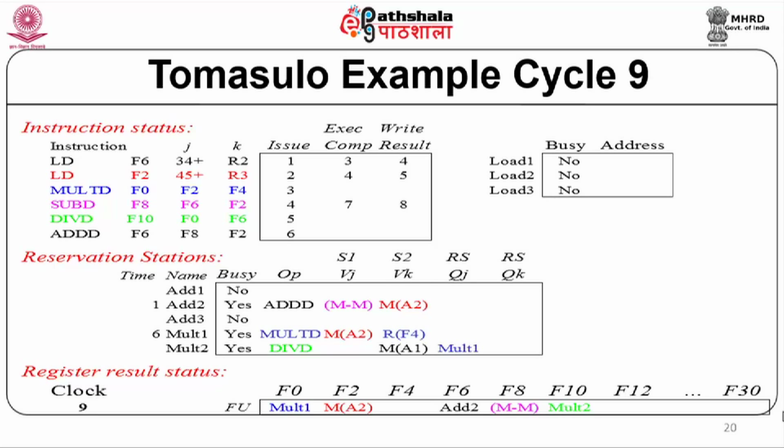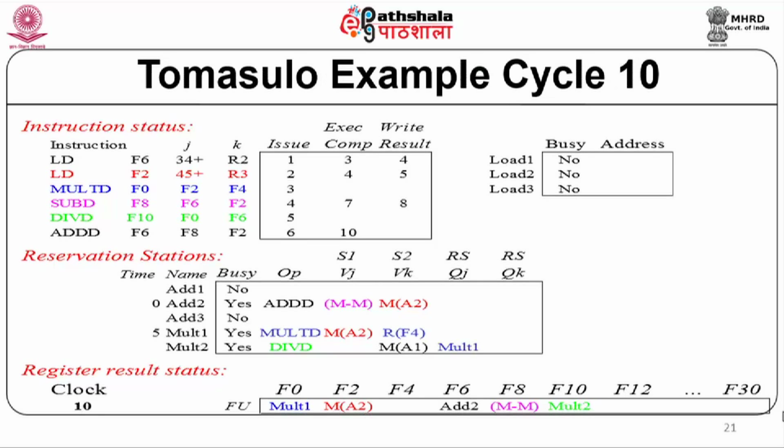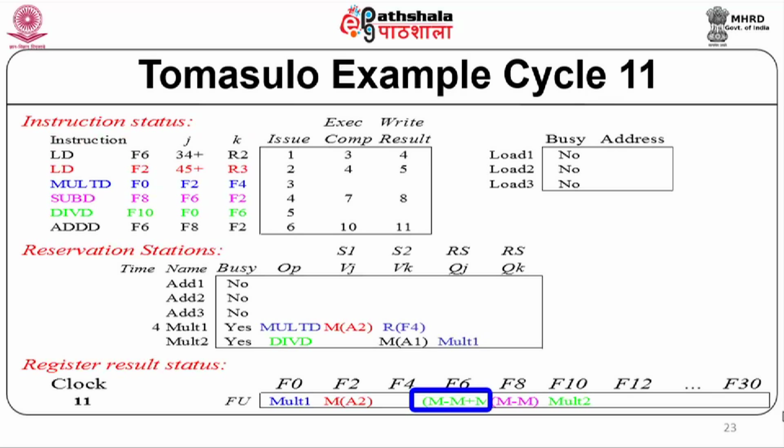So, sub writes in the 8th clock cycle, and in the 9th clock cycle you will find that the add instruction starts executing. Add will take 2 clock cycles to execute, so in 9 and 10 add will execute. Add finishes execution in the 10th clock cycle, and add will write its result in the 11th clock cycle. So, in the 11th clock cycle add finishes.